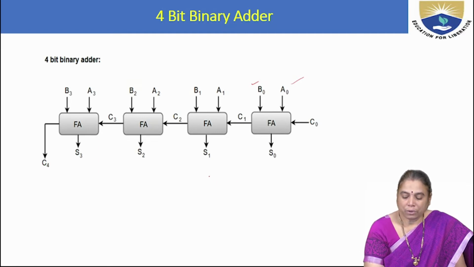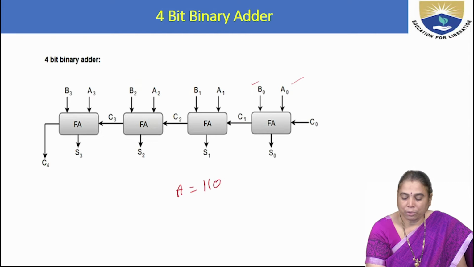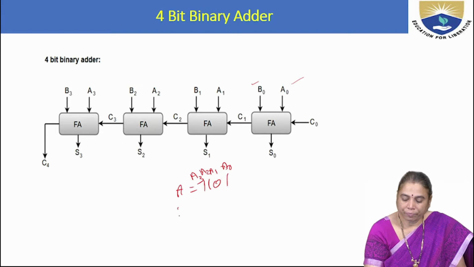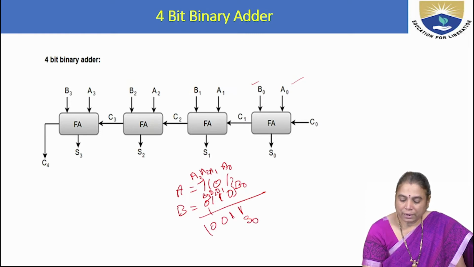So here, for example, consider A is having the value 1101. So this is the A0 bit, A1, A2, A3. And the B register is containing some value 0110. This is the B0, B1, B2, B3. And after adding these two, whatever value we get can be represented as S0, S1, S2, S3, and this is the carry 4.